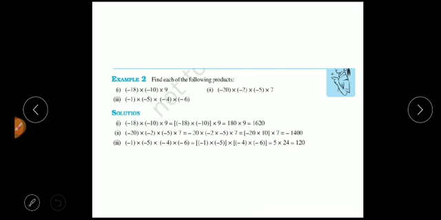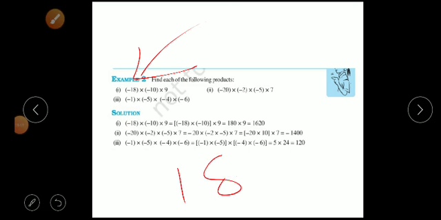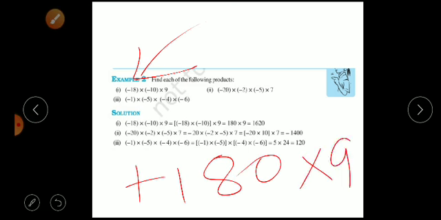Now solve the product. Minus 18 into minus 10 into minus 9. What is the value equal to? Minus 18 into minus 10 will be equal to 180, and there will be a positive into 9. Okay. Now this 18 into 9, what will it be equal to? 1620.